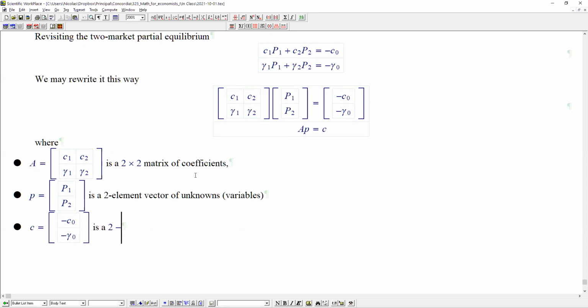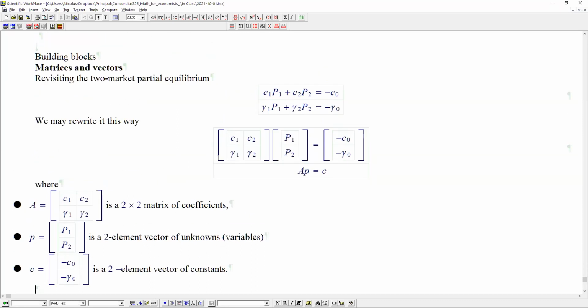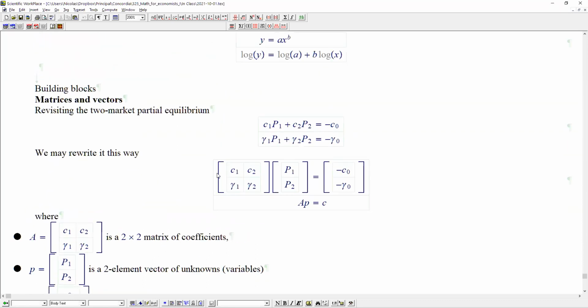A two-element vector of constants. Okay. So actually, I haven't said, oh, this is a matrix. I want right away to show you what we use it for. We almost always use them for this. It might not look simple to you because you're not familiar with it, but it's a systematic and compact way of writing a system of equations. That's what we use it for.